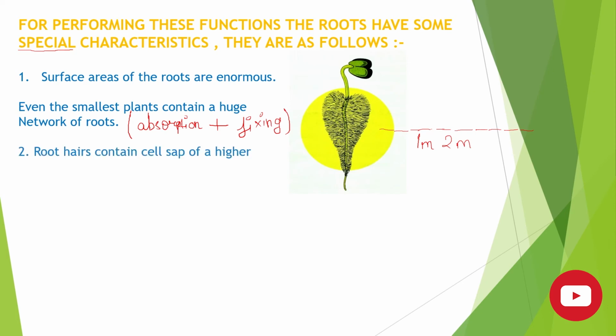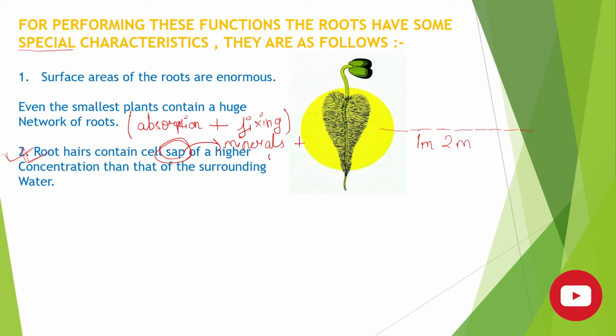Let us look into the second important characteristic, which is root hair cells contain cell sap of a higher concentration than that of the surrounding water. This point says that root hair cells contain cell sap. Sap is nothing but a solution, you can say. It's a homogeneous solution, or maybe just a solution of minerals and water. So minerals and water together, when they make a particular solution, that is called sap.